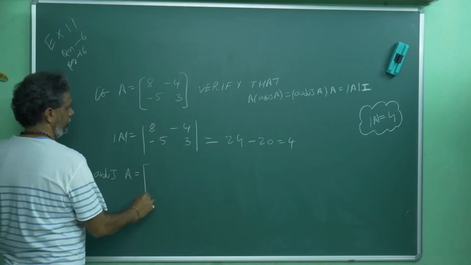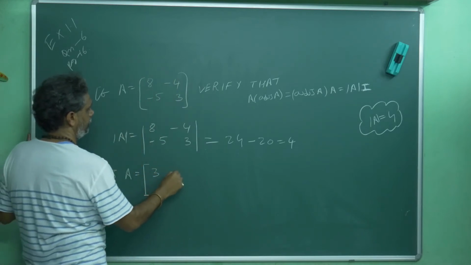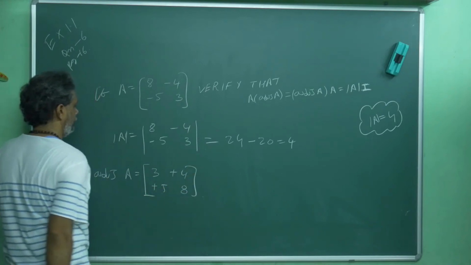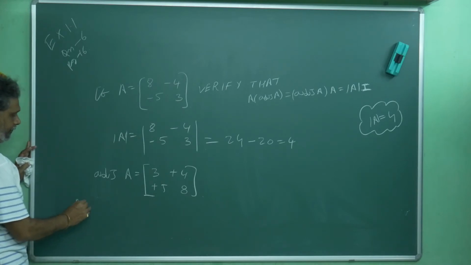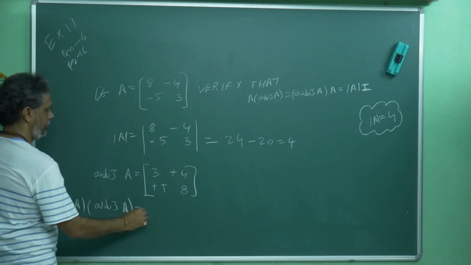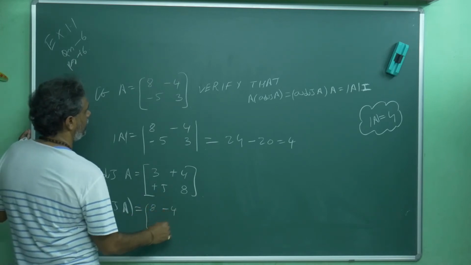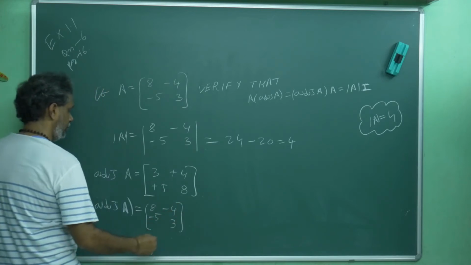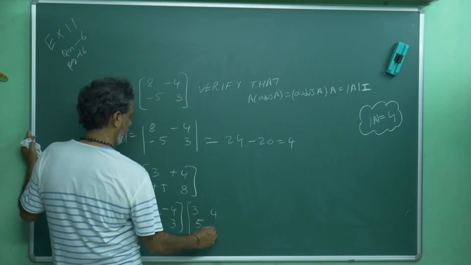Then adjoint of A can be found. Adjoint of A, what I told: change these two fellows, and for the remaining two fellows change the sign. So [3, 4; 5, 8]. So in my hand everything is available or not? Then you can find A into adjoint of A is equal to, who is A here? [8, -4; -5, 3]. Adjoint of A is what? [3, 4; 5, 8].